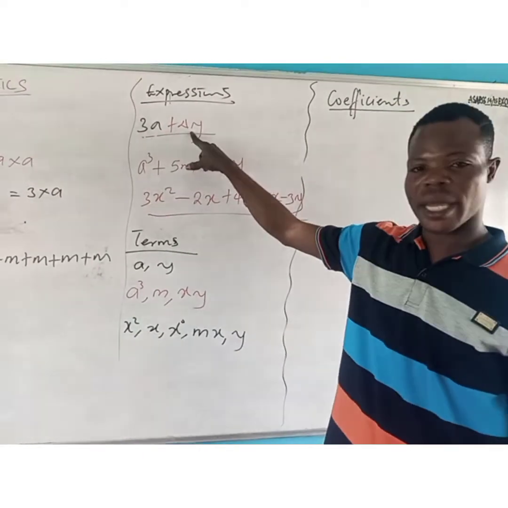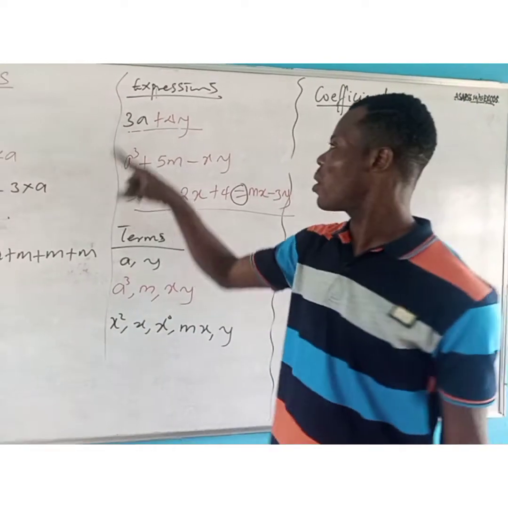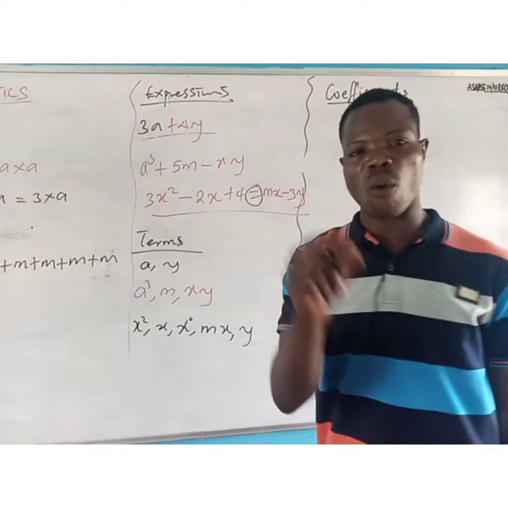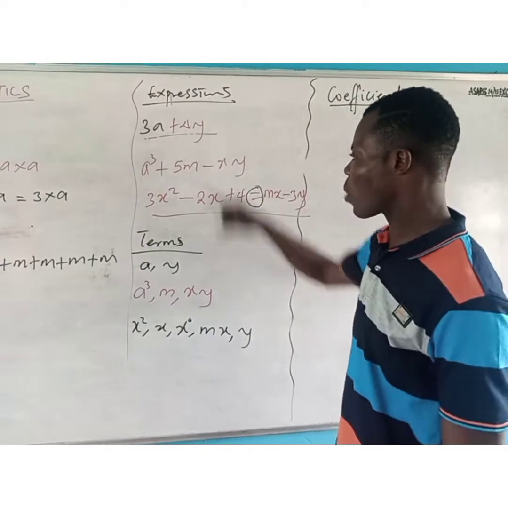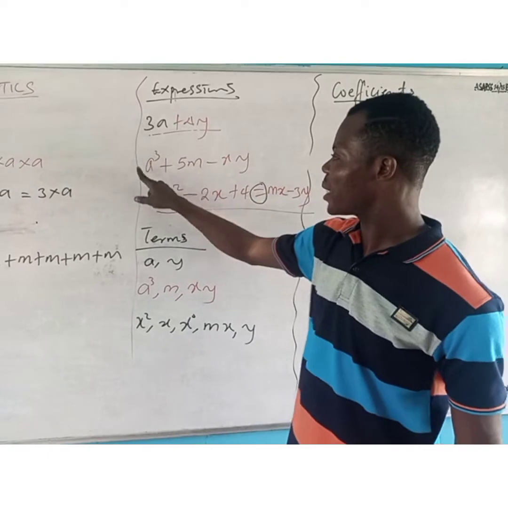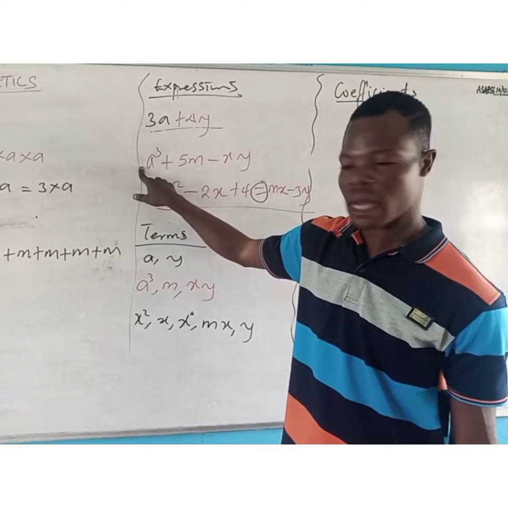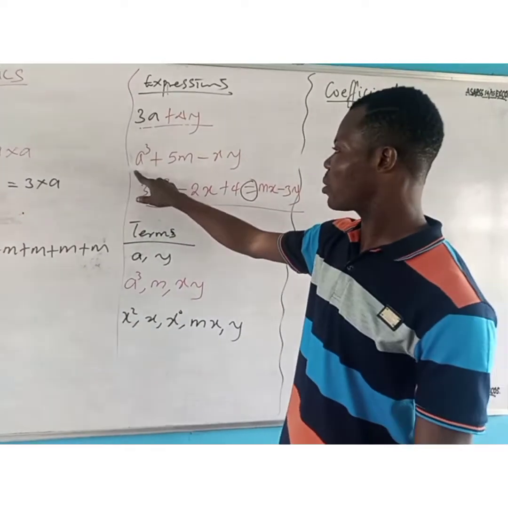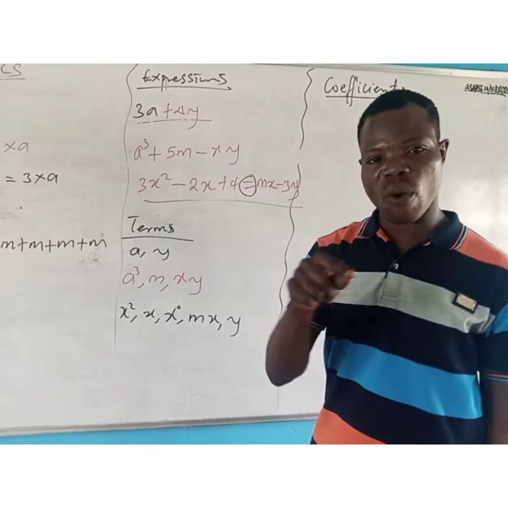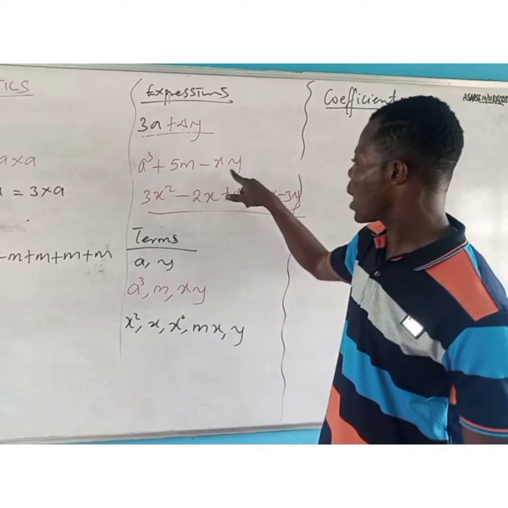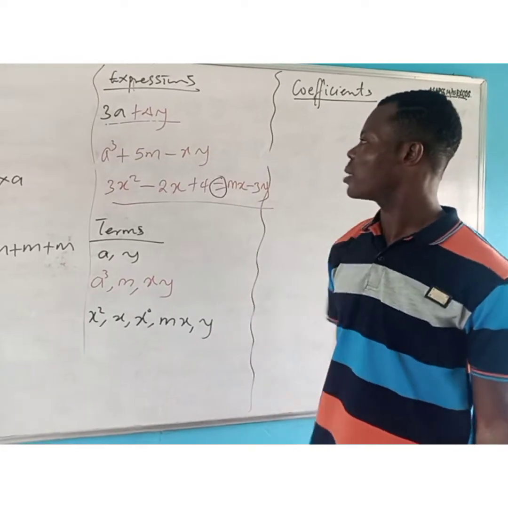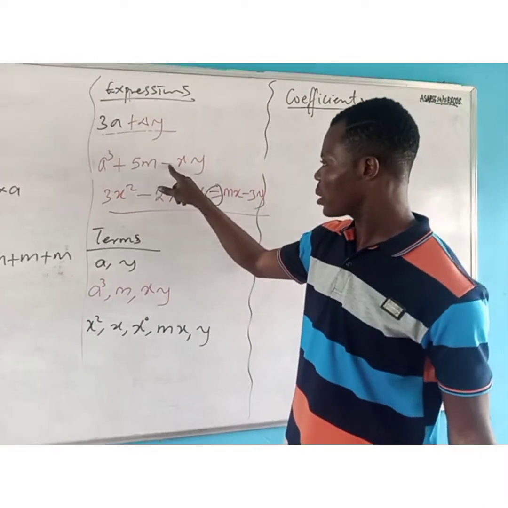And the second term here is y. 4 is the number before the y. 4, or plus 4, is the coefficient of this term, which is y. And if you consider this as well, the term here is a raised to the power of 3, and the number before it is 1. 1 is the coefficient of a raised to the power of 3 here, while plus 5 is the coefficient of m, and the coefficient of xy here is minus 1.